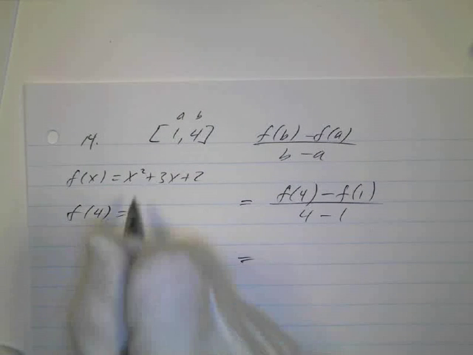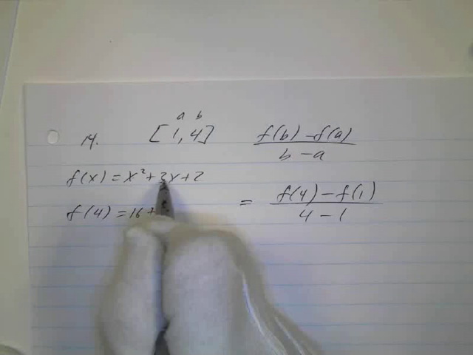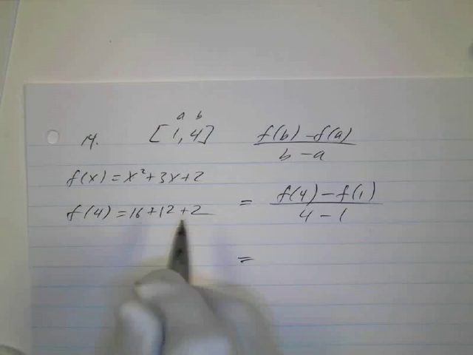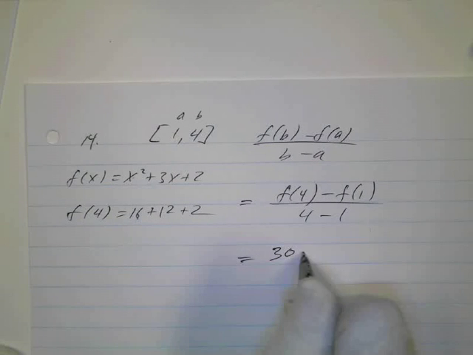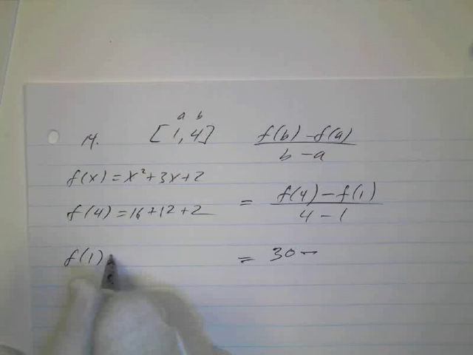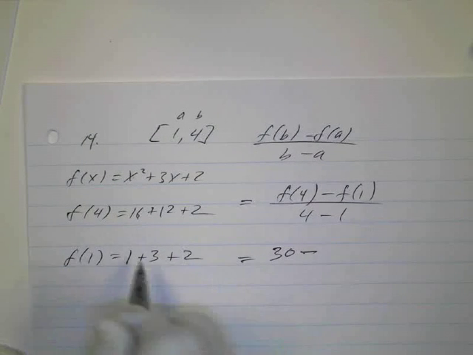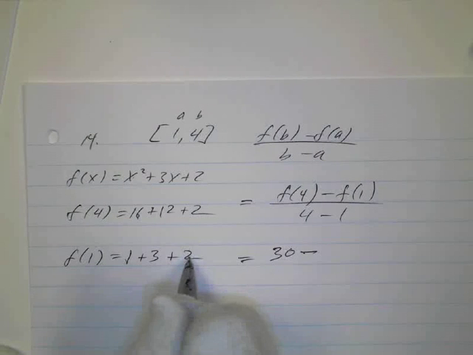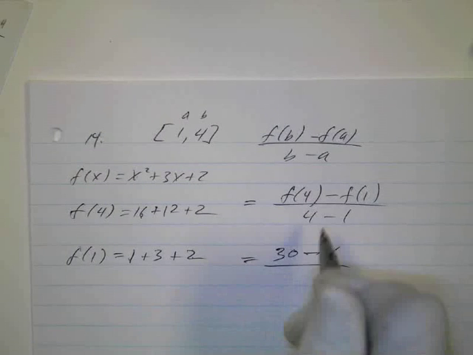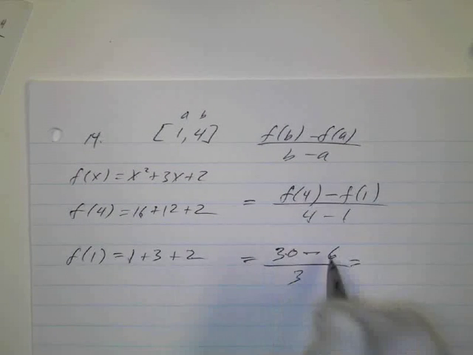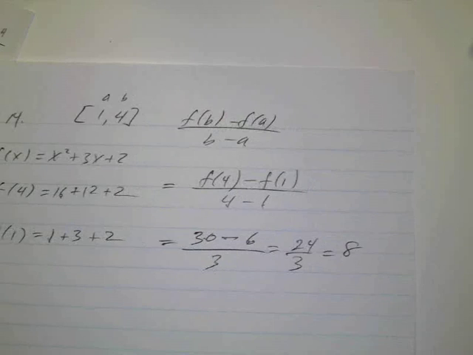So what's f of 4? If I put 4 in here, 4 squared is 16, plus 3 times 4 is 12, plus 2. So 16 plus 14 is 30, minus f of 1. If I put 1 in here, I get 1 squared, plus 3, plus 2. So 1 plus 3 is 4, 5, 6, so that's 30 minus 6, all over 4 minus 1, which is 3. So 30 minus 6 is 24, all over 3, and that's equal to 8. So that's your average rate of change.